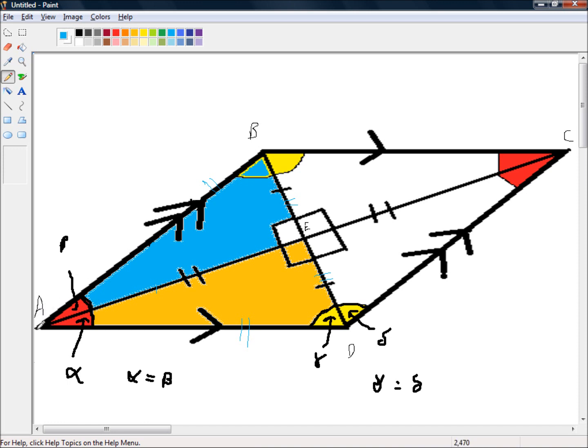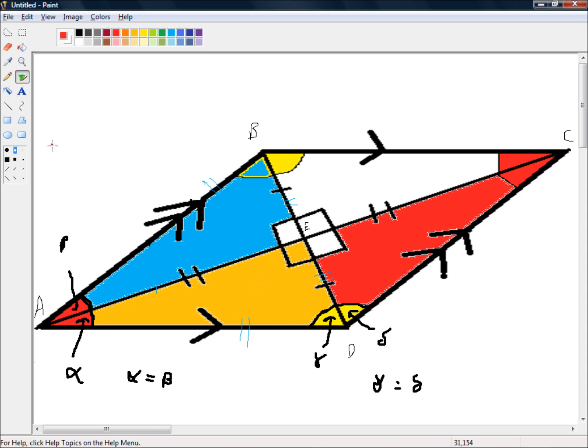So we can prove at least that this one diagonal AC is an angular bisector. But what about this line BD? Is that also an angular bisector? Well, what we're going to want to do now is pick another colour. I'm going to pick red. I'm going to show that this red triangle here is the same as this orange triangle.